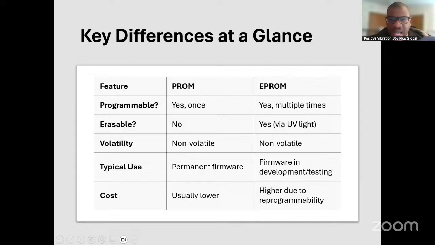Whereas EPROM is used for more advanced things, maybe like in development testing. All right, so these are more advanced. Cool. In terms of cost, PROM is usually lower, whereas EPROM is more. And we can come up with a reason for why: because one of them can be used multiple times, whereas one cannot be. All right.